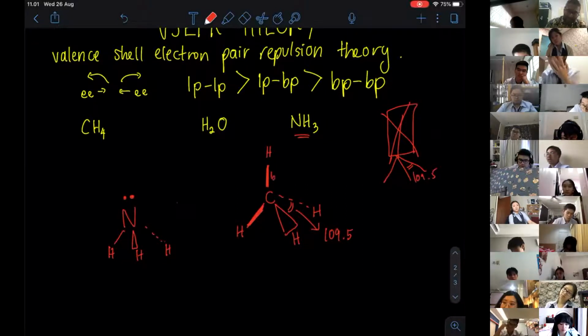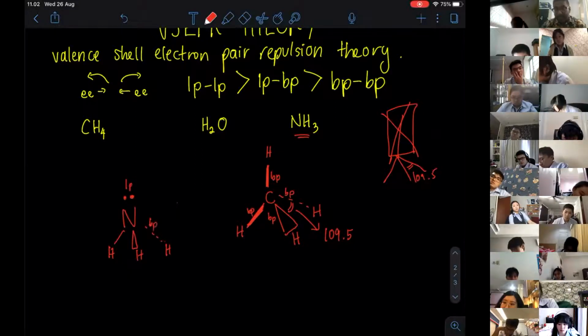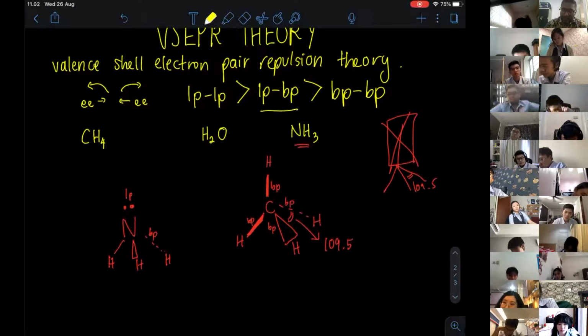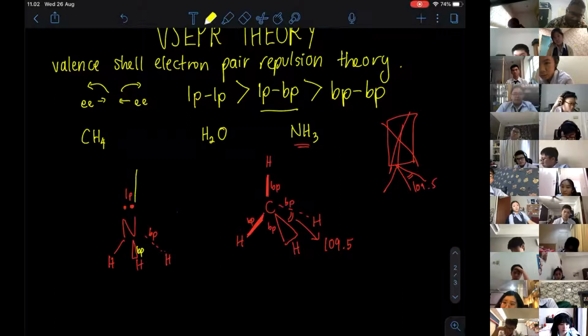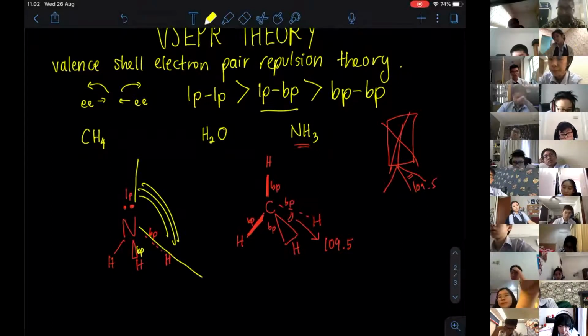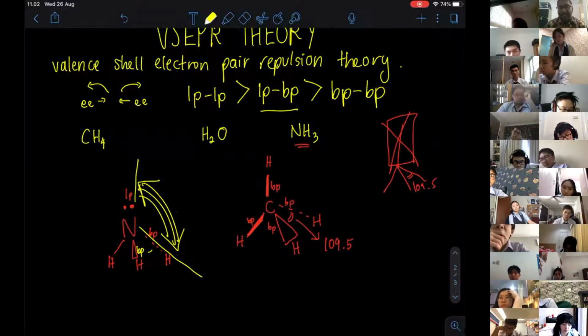Now, this one is a bonding pair just now. This is also a bonding pair, bonding pair, bonding pair. But now, this is a lone pair. This is a bonding pair. It means we know that lone pair and bonding pair repulsion is greater than bonding pair and bonding pair. It means that this particular angle should be greater compared to this angle. Why? Because the repulsion, they will push this greater.